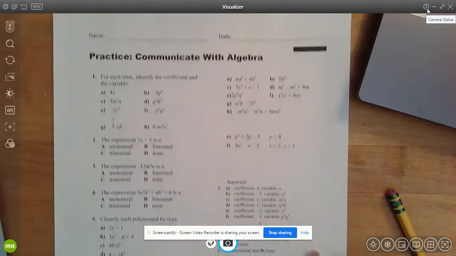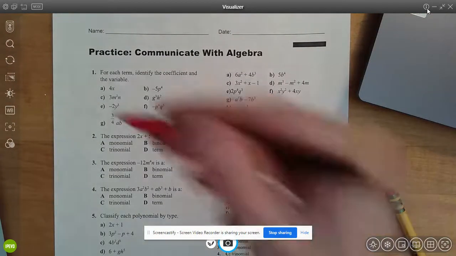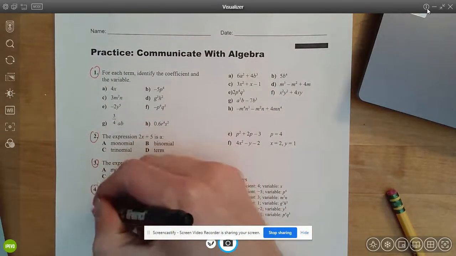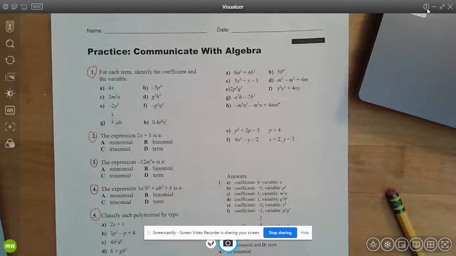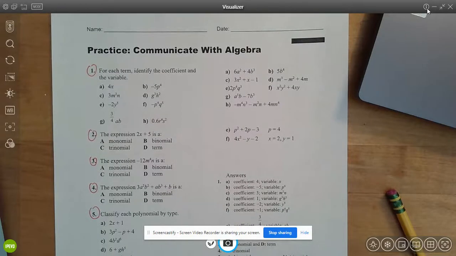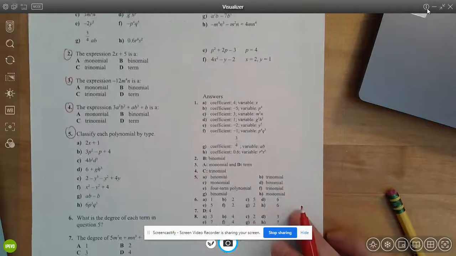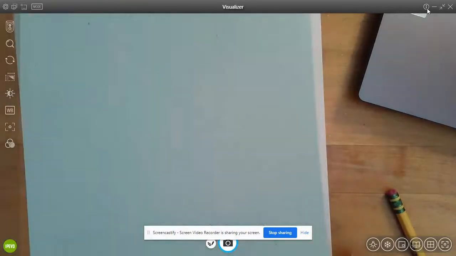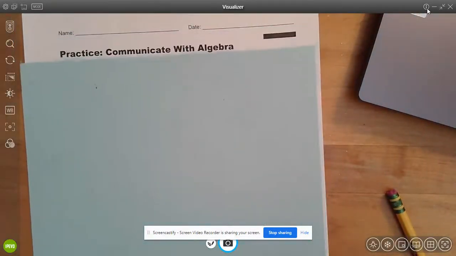So this is your homework page for U1A1. The only thing that you need to do are questions 1, 2, 3, 4, 5 to practice this new vocabulary that we've learned. If you want to do questions 6 and 7, we just need to learn one more thing, which is the degree of terms and degrees of polynomials.